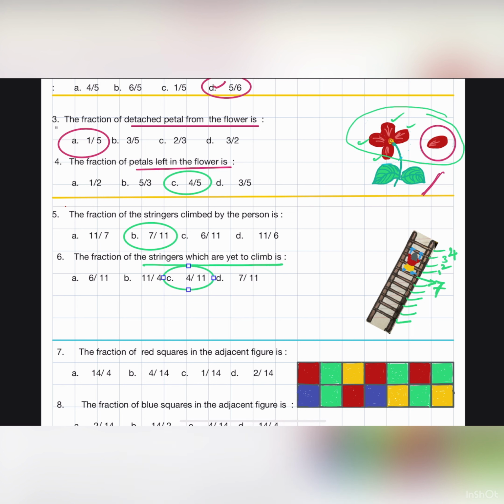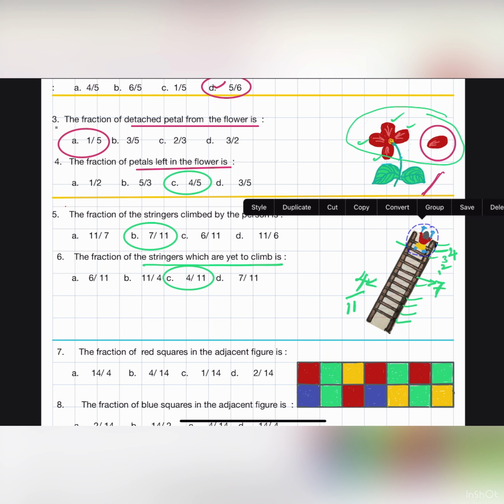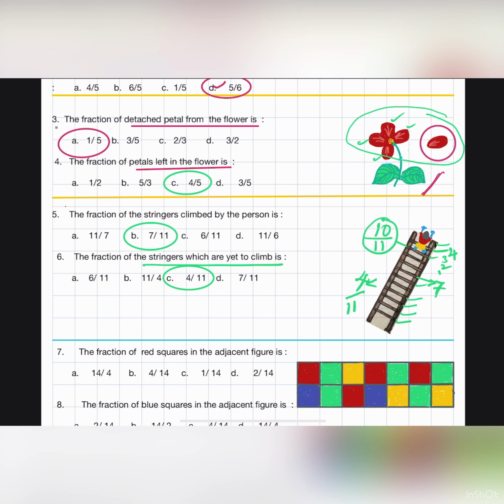If this person is here, let me drag this person here. Now how many are climbed by this person? This is 1, 2, 3, 4. 4 out of 11, right? Or if I make this person climb here, it will be the 10th one, 10 out of 11. Like that. I hope you have understood this. It's very easy, very simple.